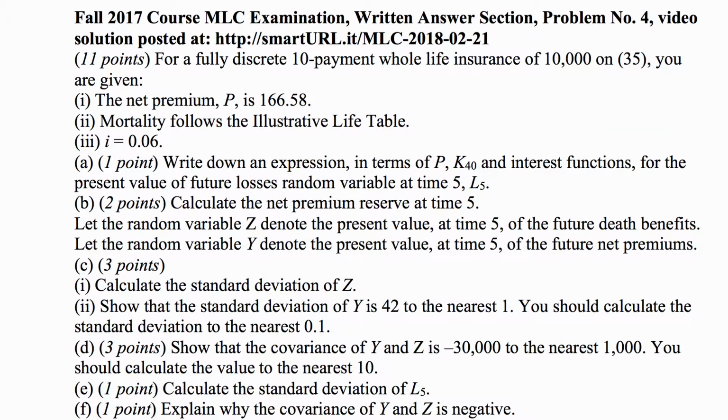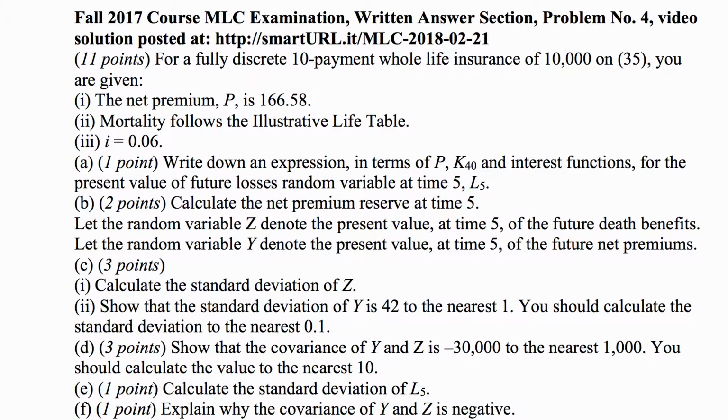This is problem number 4 in the written answer section of the last exam MLC from fall 2017. For a fully discrete 10-payment whole life insurance of $10,000 on a 35-year-old, you are given the net premium P is 166.58. Mortality follows the illustrative life table. Interest rate is 6%. Write down an expression in terms of P, K40, and interest functions for the present value of future losses random variable at time 5, L sub 5.